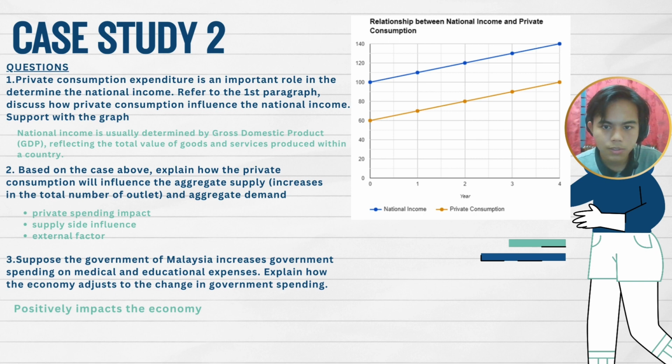Job creation in the healthcare and educational sectors is anticipated, contributing to a lower unemployment rate and rising incomes, further encouraging consumer spending. Additionally, the long-term effects on productivity and skills in the sectors could enhance overall economic growth. However, policymakers must be cautious of potential inflationary pressures and ensure cost-effective spending for optimal results.